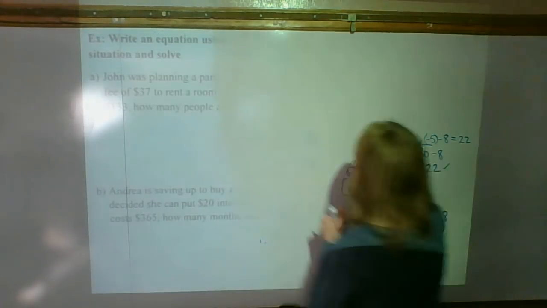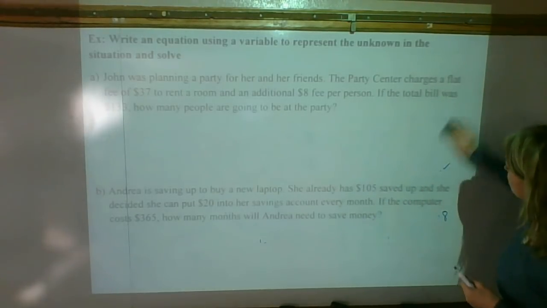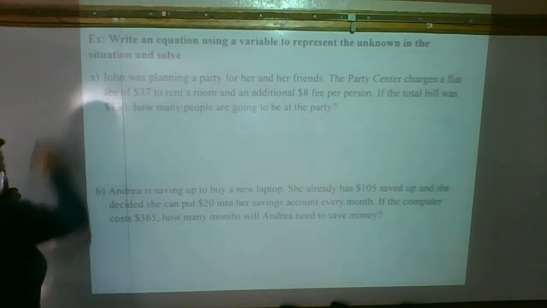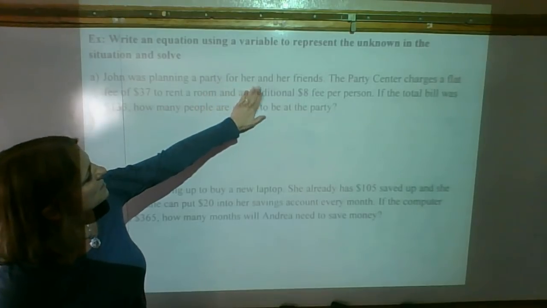All right, so with these word problems, we're going to set up our equation and then solve them just like we did on the previous problems. So it says John was planning a party for her and her friends.